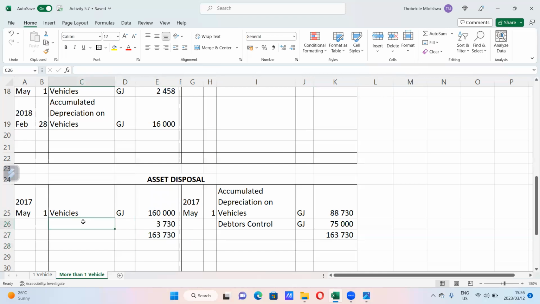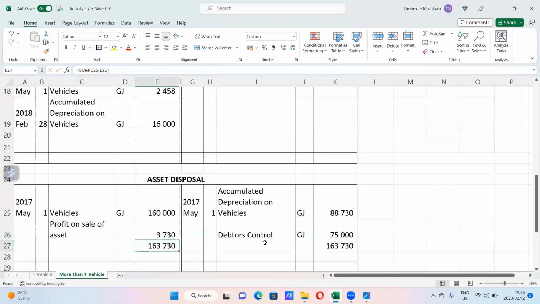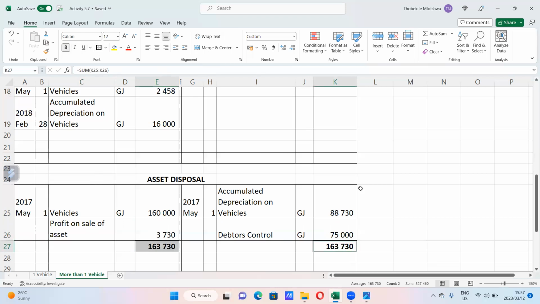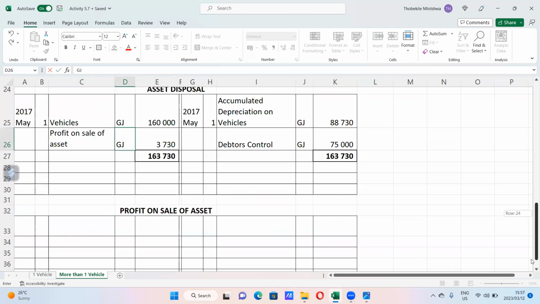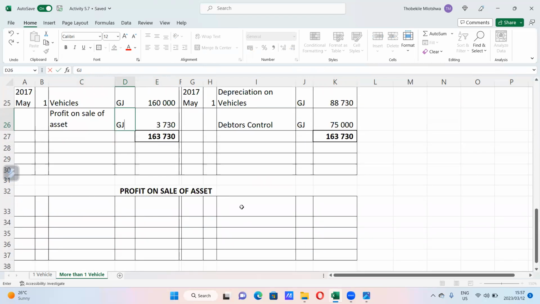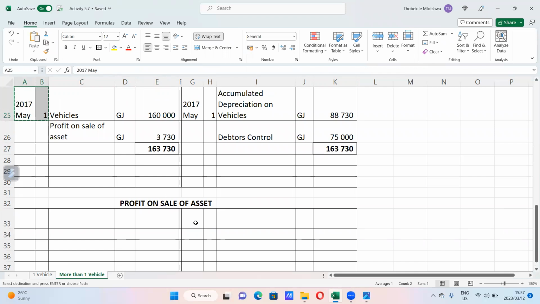So say profit on sale of asset. Profit on sale of asset. And then this one is once again underlined like what you do with totals. And then we are not done, double entry. If we debit this one, we must credit it in the profit on sale of fixed assets. So it's going to be, let's just write the same date that we sold it at. So we are going to say asset disposal here.